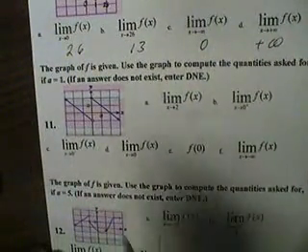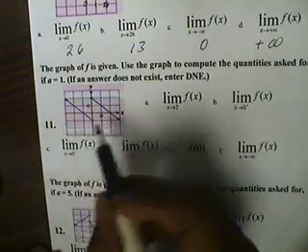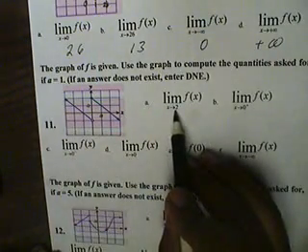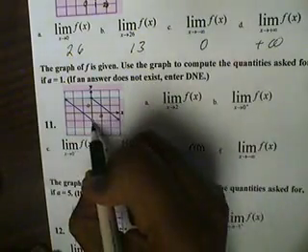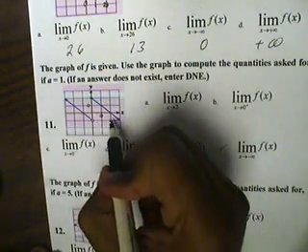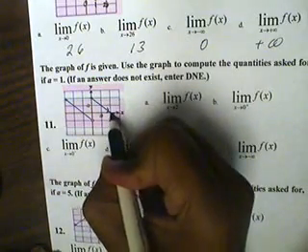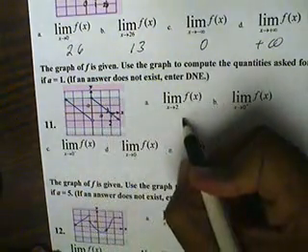Number 11. Each tick mark is now 1. So I want to know what happens when I approach 2 from the left and from the right. So x is 2 is right here. And I'm approaching this spot here from the left and right. And this spot right here is y is 0.